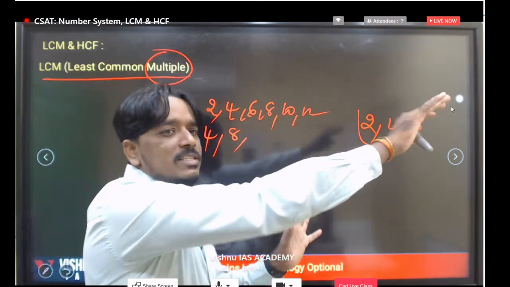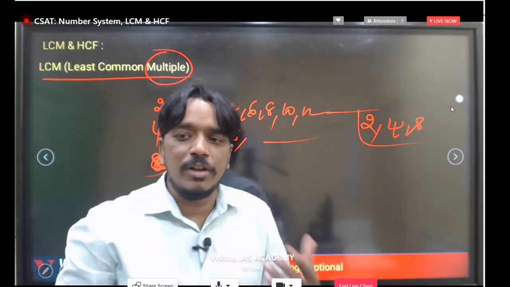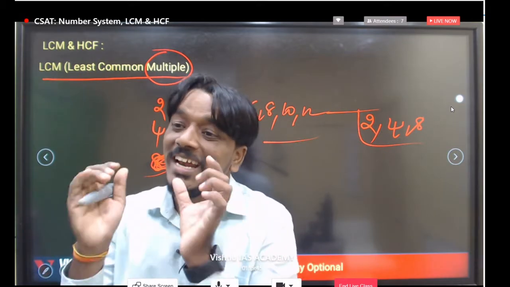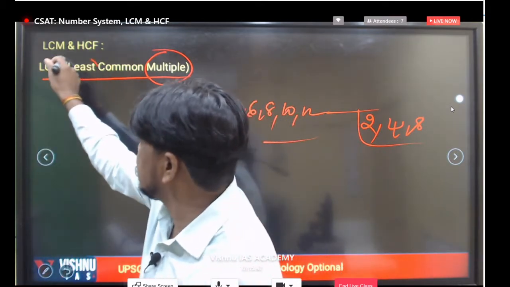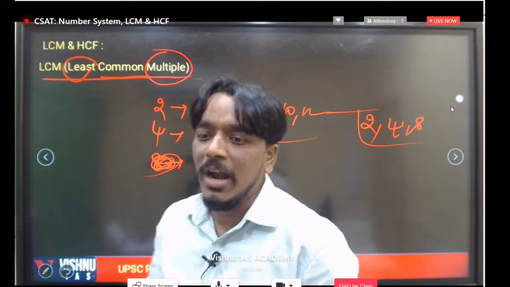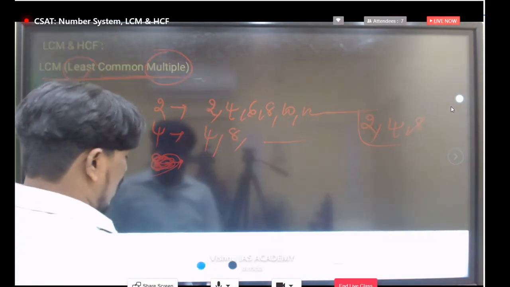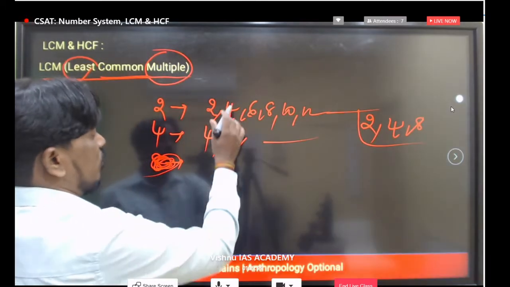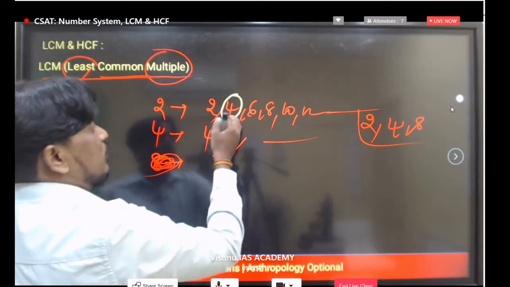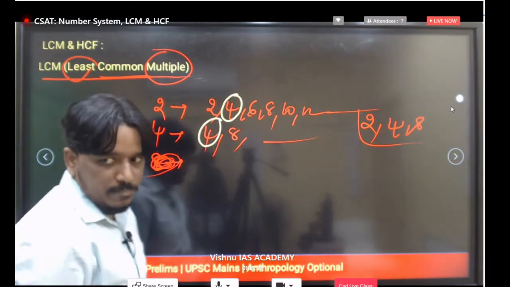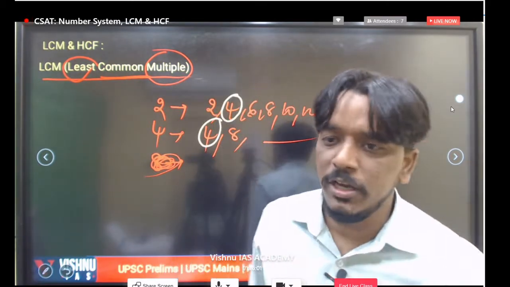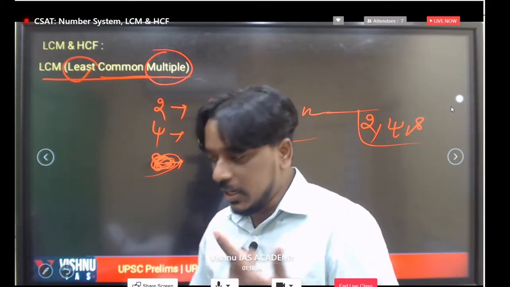If you note down all these multiples, there is no need to note down everything. But what we require is the least common multiple. What is the least common multiple? In all the multiples of 2 and 4, the least common multiple is the multiple that should be common. What is the common multiple here? We are getting 4. Directly 4 is the answer.